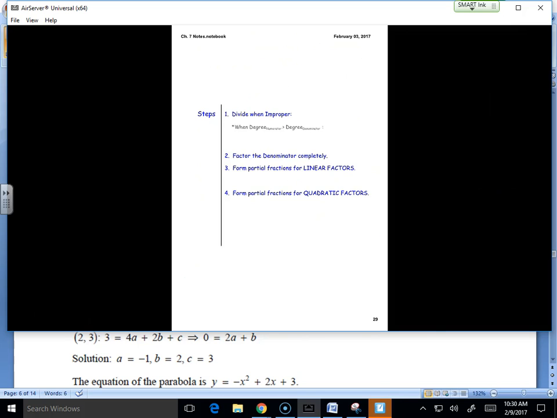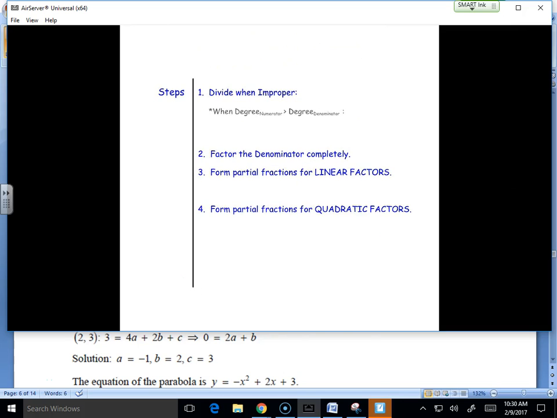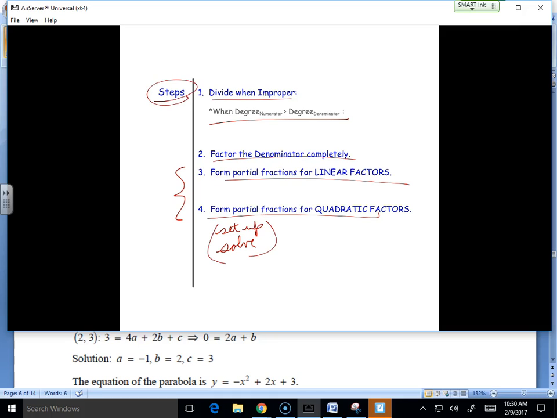You know what? Hold on, pause. Do you guys really need to write this? No, because we already did it. Divide when improper, but we put more detail. Factor the denominator completely. Form partial fractions from these go together, and then we basically just need to set up and solve. So, don't worry, this is a quick little summary of what we just basically talked about. 5 and then 6.